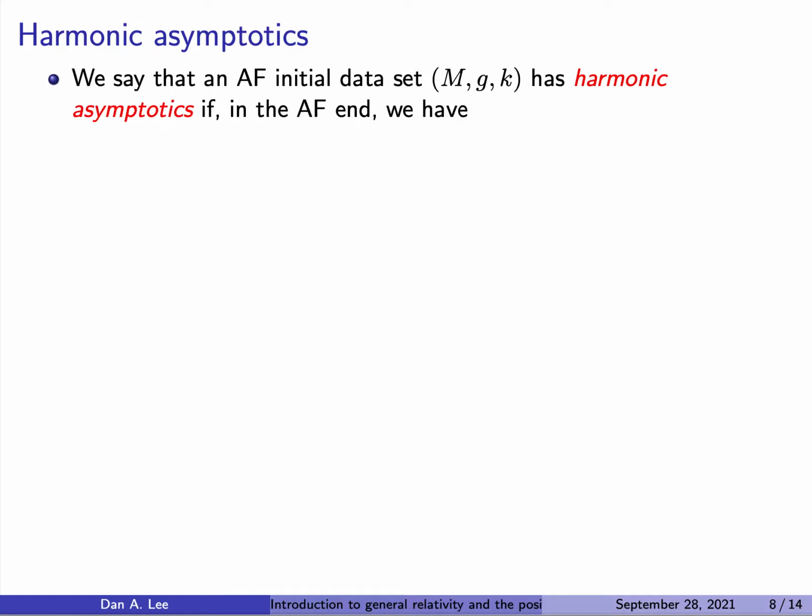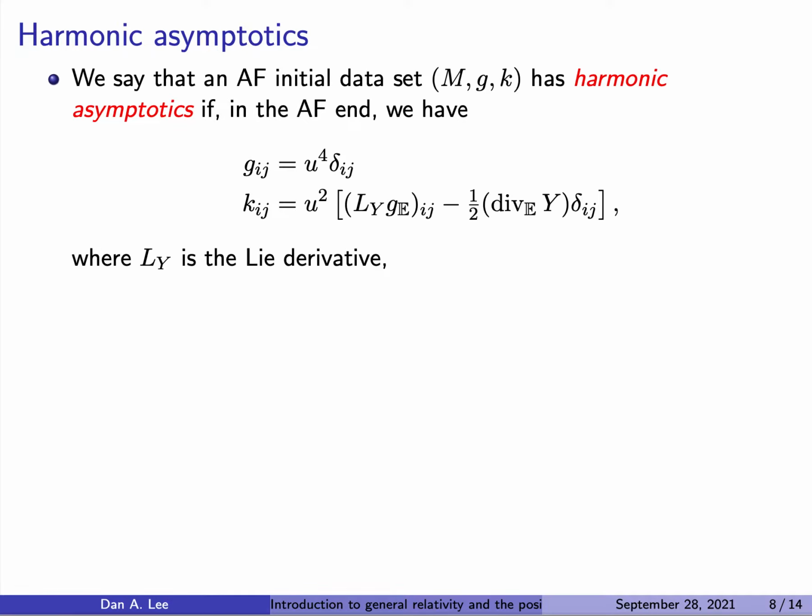Okay, so let's talk about what are the concepts used in this EHLS proof of the non-negative mass theorem for initial data sets. So there's a convenient type of asymptotics. We call it harmonic asymptotics. They're a little bit more specialized than asymptotic flatness. So we say that an asymptotically flat initial data set has harmonic asymptotics if we can write g and K in a very particular way. So here we're writing g as basically a conformal factor times Euclidean space.